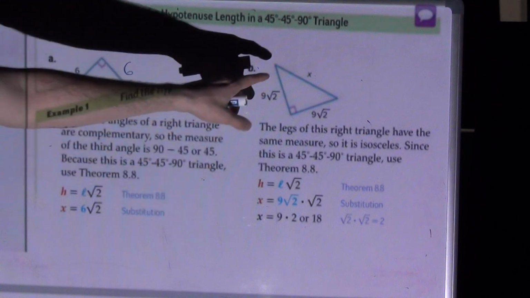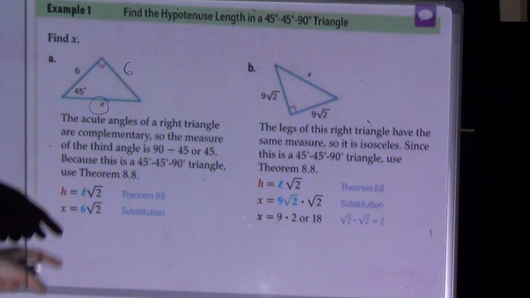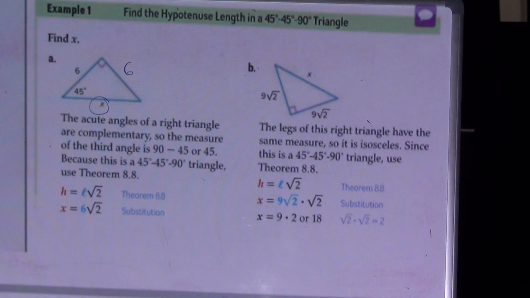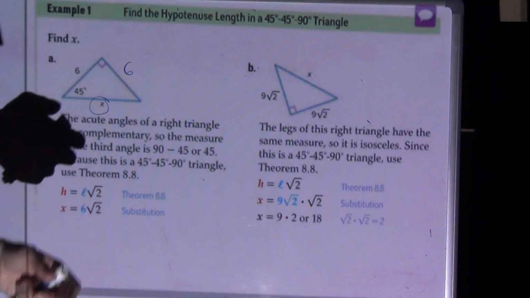Alright, so remember the hypotenuse is always this long part, and then you have the two legs that are always going to be congruent to each other. The two congruent sides are the legs, and the one different side is the hypotenuse.